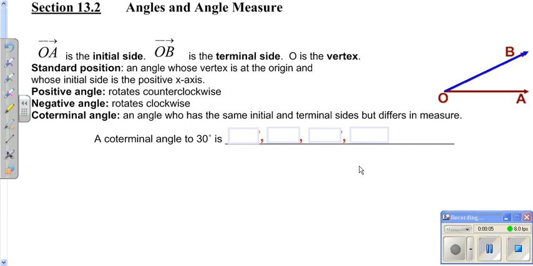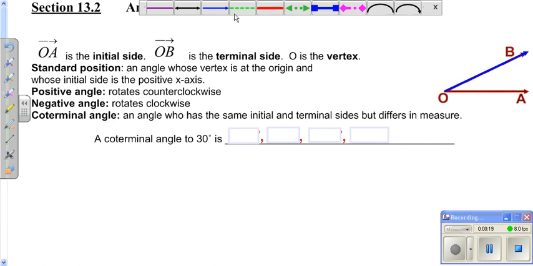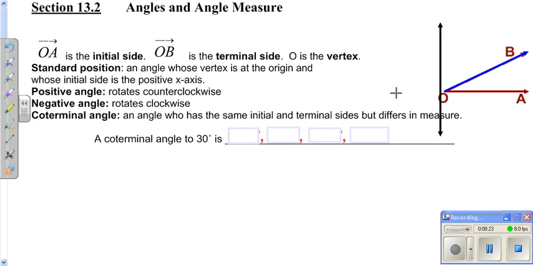Okay, we're going to take a look at angles. Ray OA, this side right here, is referred to as your initial side. Your initial side is always going to be on the positive x-axis if there were axes going over the top of this. So if you had your axes coming down like this and then coming over like this, your initial side is always going to be on the positive x-axis. Your terminal side is then OB, ray OB, with our vertex being O.